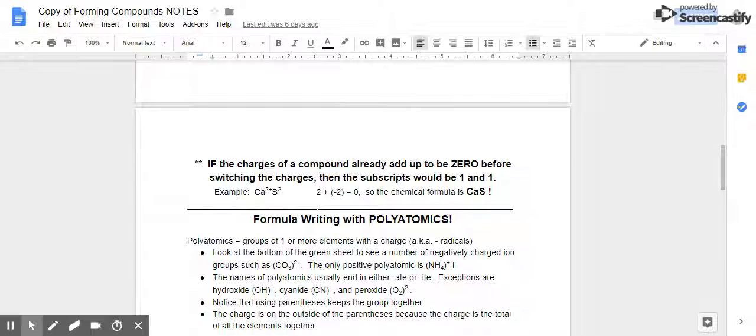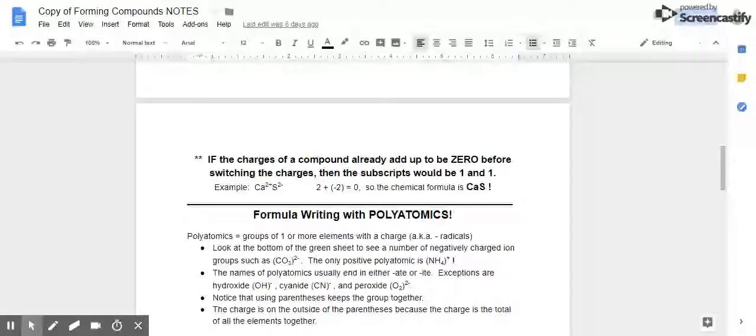If it already adds up to 0, then you don't have to add any subscripts. So Ca2 positive, S2 negative. Positive 2, negative 2 equals 0. Therefore, it's just CaS.